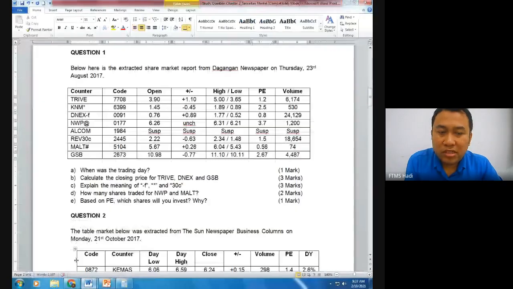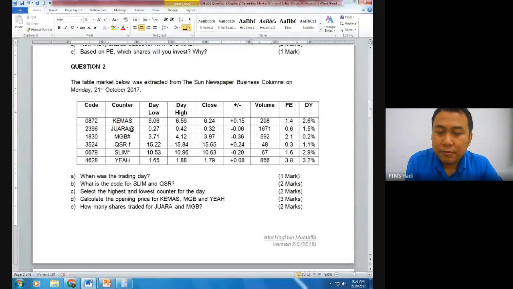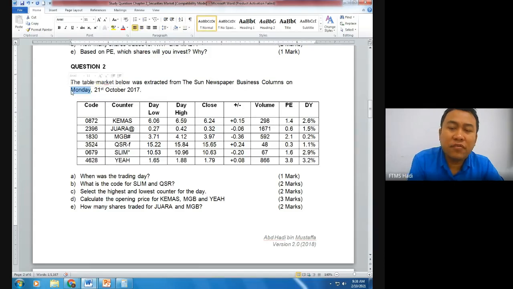Okay, the others are almost the same. For example, this one. When was the trading day? Of course, because this one is a Monday, the answer was Friday. So you need to calculate the date. What is the code for SLIM and QSR?